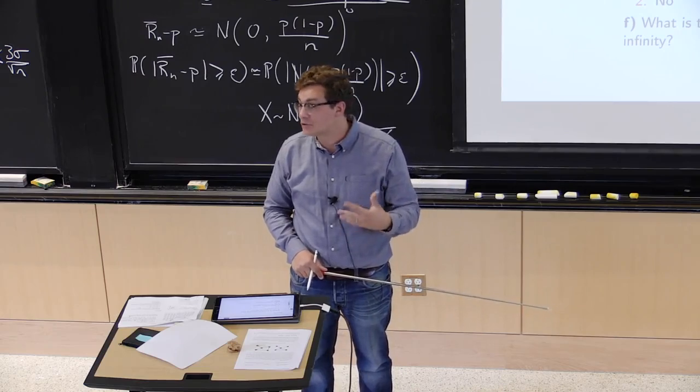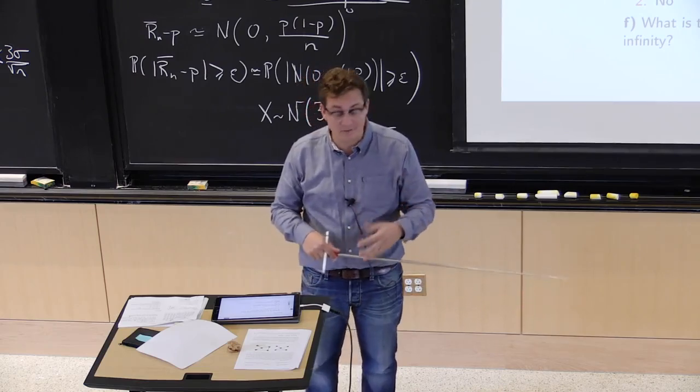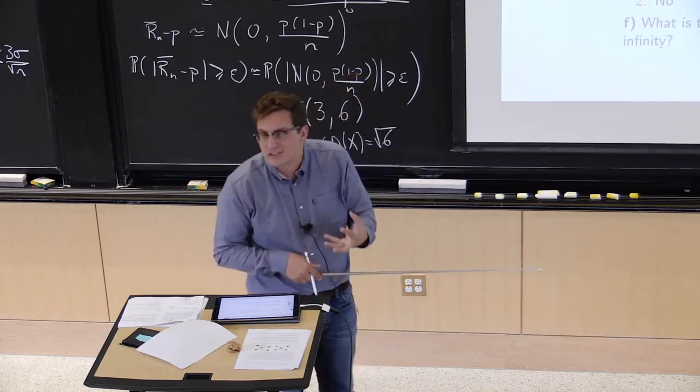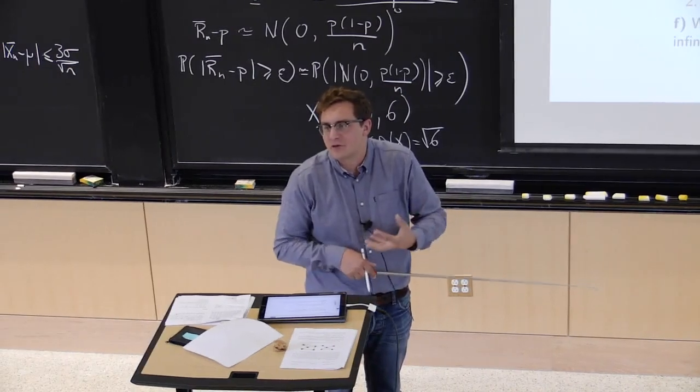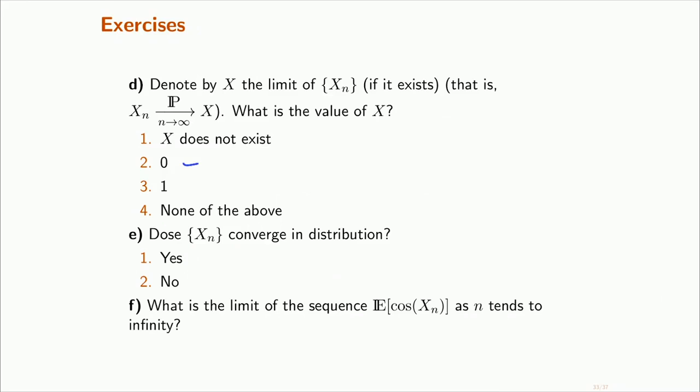The nice thing about convergence in probability is that it's actually easy to check, right? We just did it, and it's something we can actually compute. It's just the probability that some random variable is larger than something. So yes, it converges in distribution.